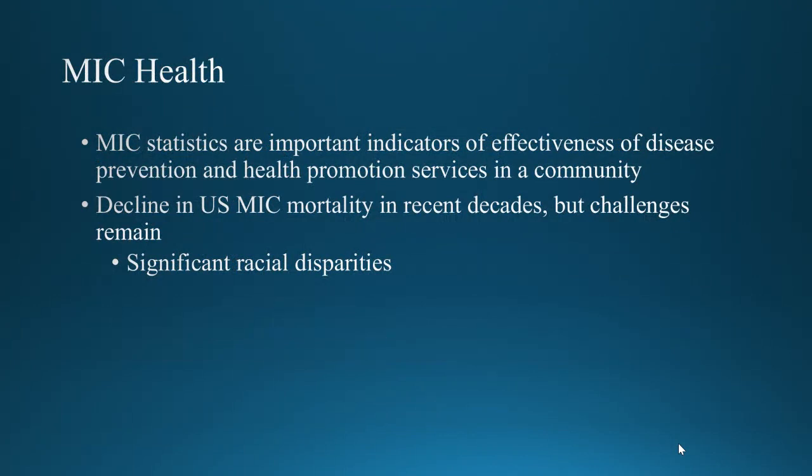So MIC is maternal, infant, and child health. These statistics really help show the health of a community. In recent years, the U.S. has seen a decline in maternal, infant, and childhood mortality rates. Again, that's death rates for maternal, infant, and children. But there are challenges that still remain, particularly when we look at racial disparities. What we see generally is that those who belong to an underrepresented population in the U.S. generally suffer from poorer health outcomes compared to white people.